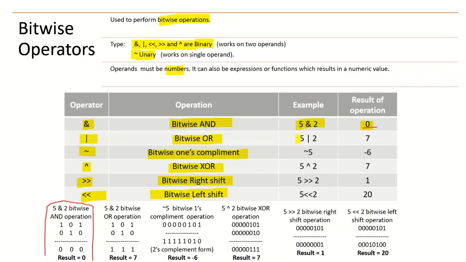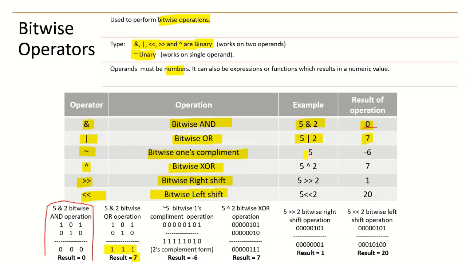Second operation, 5 | 2. The result is 7. The bitwise OR operation is described here. 5 and 2 bitwise operation. 1 or 0 equal to 1, 0 or 1 equal to 1, 1 or 0 equal to 1. So the result is 7.